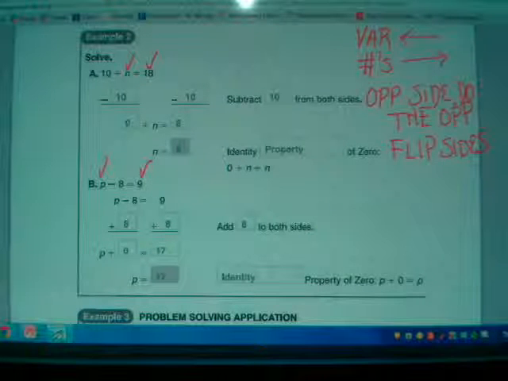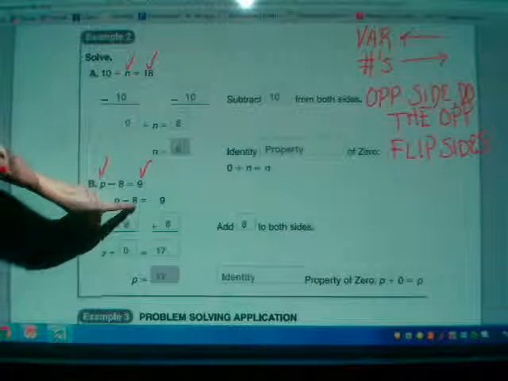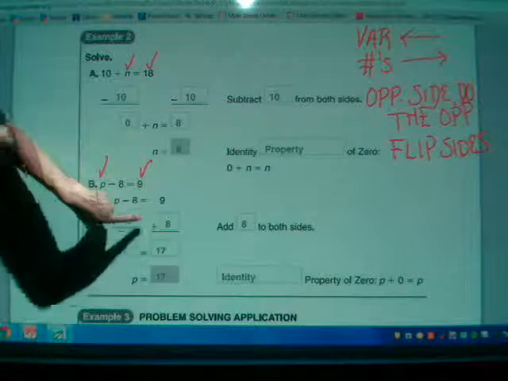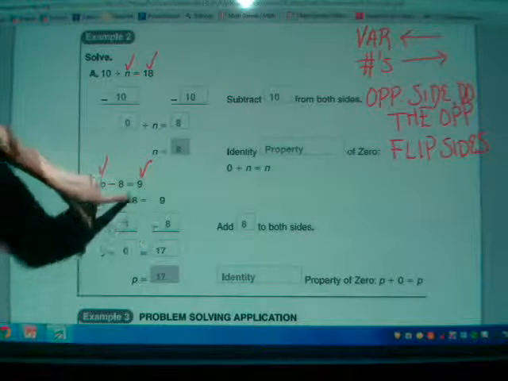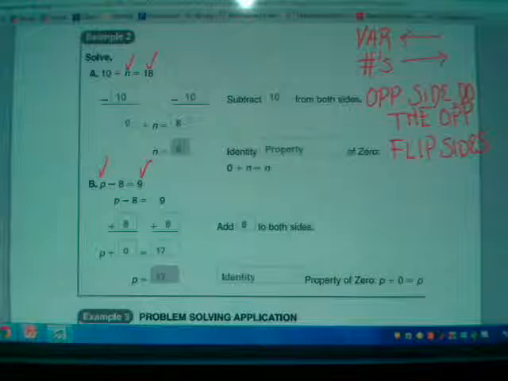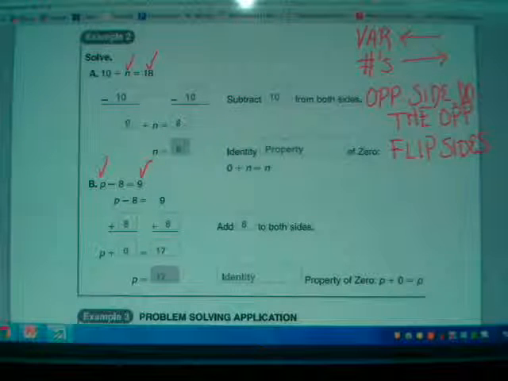So we're going to move 8. Again, when I move something, I do the opposite. So since this 8 has a big old subtraction sign in front of it, the opposite is adding 8 to both sides. So I add 8 to the left side and add 8 to the right side. And again, when I'm talking left and right, I mean left of the equal sign, right of the equal sign.